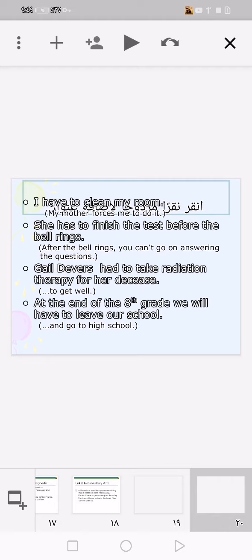Number one, first sentence: I have to clean my room. Number two: she has to finish the test before the bell rings. Number three: Jill Devers had to take radiation therapy for her disease to get well. Number four: at the end of the 8th grade, we will have to leave our school and go to high school.